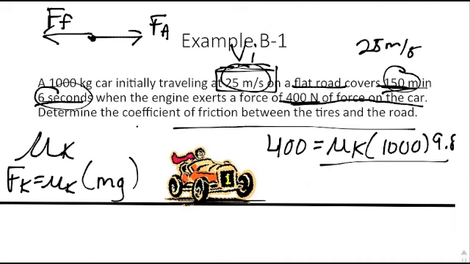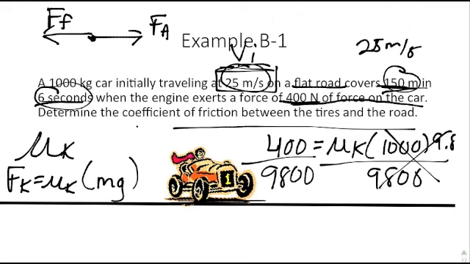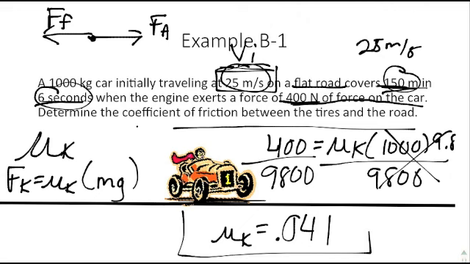Well, you take both sides and you divide it by 9,800. And the reason why you divide by 9,800 is because that's what 1,000 times 9.8 is. It cancels on the one side, and you're left with the coefficient of friction being approximately 0.041. That's the coefficient of friction. Now, just so you know, that is a unitless value. It doesn't have any units associated with it, so don't put anything there just to try and give a unit.